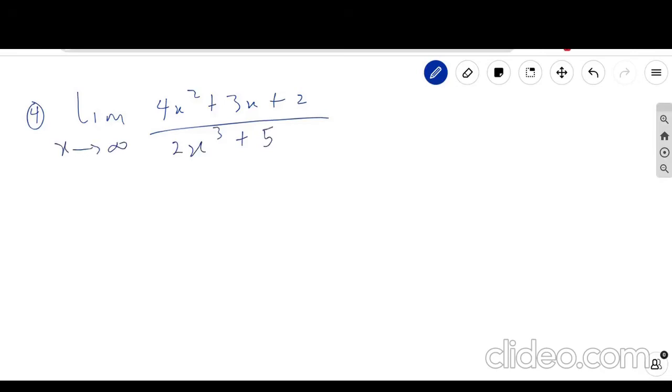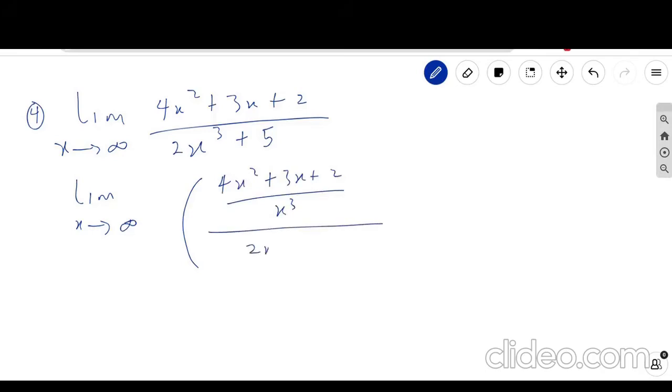Another question, question number 4 now, I guess. So lim 4x squared plus 3x plus 2 over 2x cubed plus 5, then x tends to infinity. So how do we go about this? Don't forget I told you that for this you divide your denominator and your numerator by the highest power of x. The highest power of x here is x cubed. So we divide up and down by x cubed.